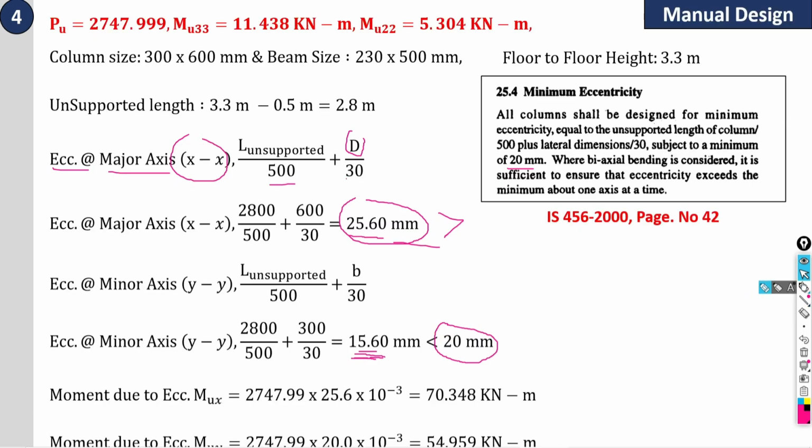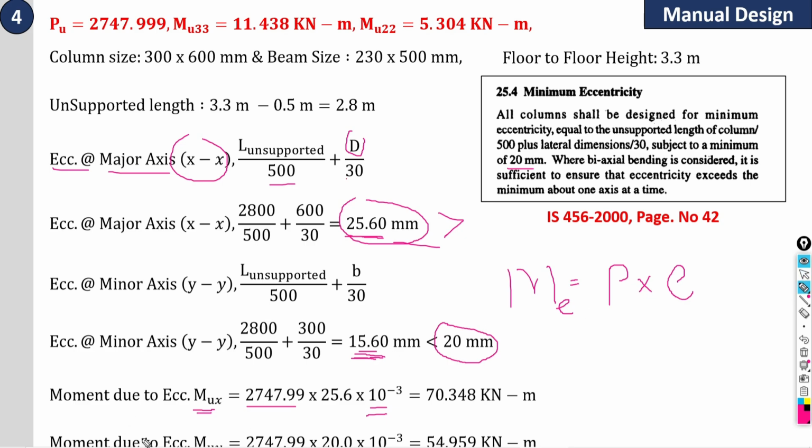The formula for moment due to eccentricity is equal to your axial force multiplied by the eccentricity about that particular axis. So the ultimate moment about x due to eccentricity: axial load 2747.999 multiplied by eccentricity 25.6, as it is in mm we have to convert to meter, so multiplied by 10 raised to minus 3. Finally we are getting the moment as 70.348 kilonewton meter.